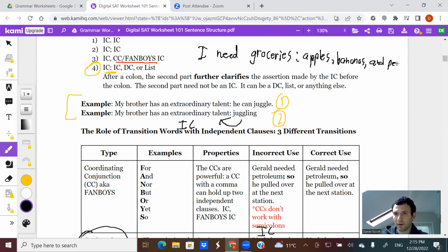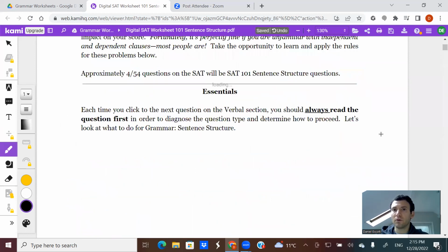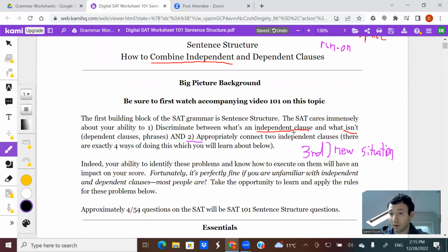Okay, so that's further clarifying or explaining the first part. But it's not an independent clause, it's just a list. This, though, had to be an independent clause. Okay, so now you're good on one and two. You know what an independent clause is. You'll have to practice identifying when you do and don't have them. And you know the four ways you're allowed to connect two independent clauses. Only those four. Make sure you know your fanboys.